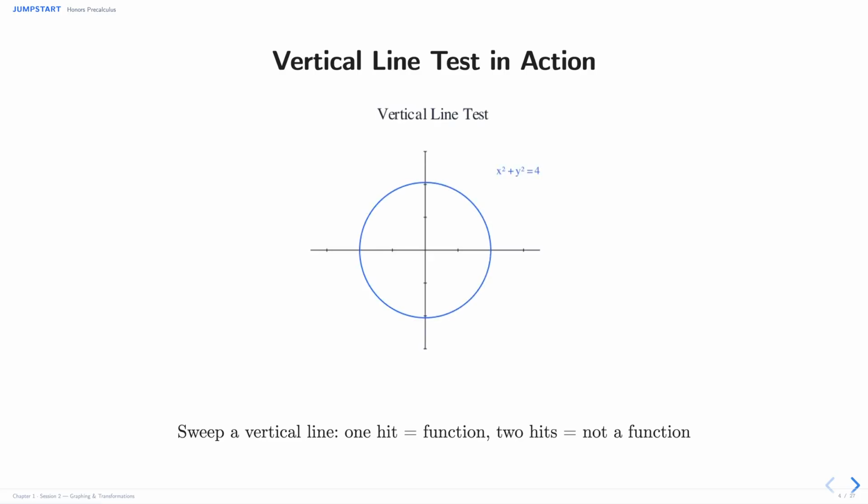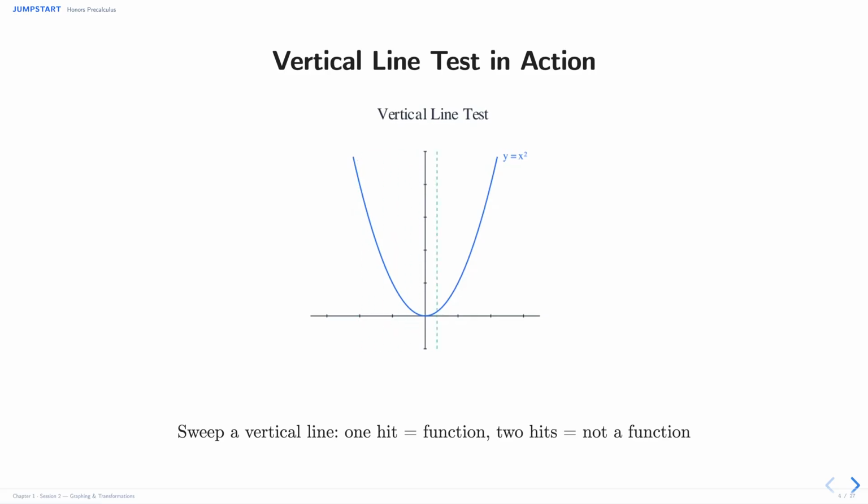In this animation, you'll see a vertical line being swept across different graphs. When it sweeps across the circle, it fails the vertical line test because there are 2 intersection points. Then, as it sweeps across the parabola, it passes the test with only 1 intersection point at a time.